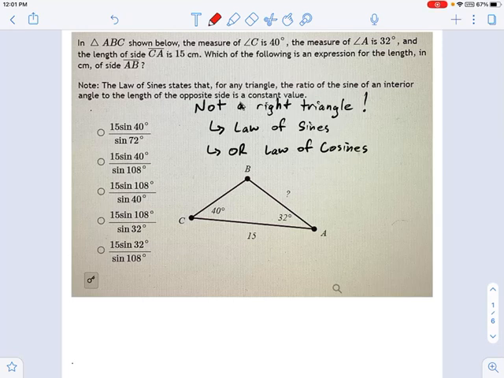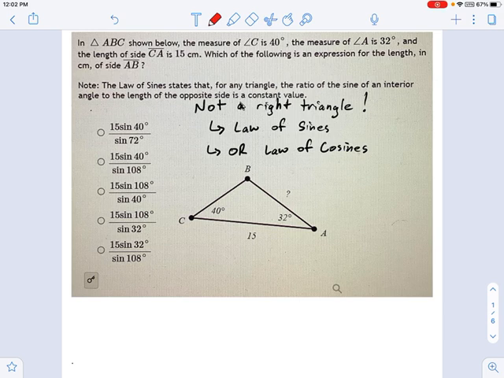What makes this a difficult problem is the fact that it is not a right triangle, and we're asking you to solve for a missing side. And the problem with it not being a right triangle is you can't use Pythagorean's theorem, you can't use SOHCAHTOA, those things just go out the window, those are for right triangles only. We have to use one of these two other things, which are more powerful laws than the first two. We're going to use law of sines or law of cosines.